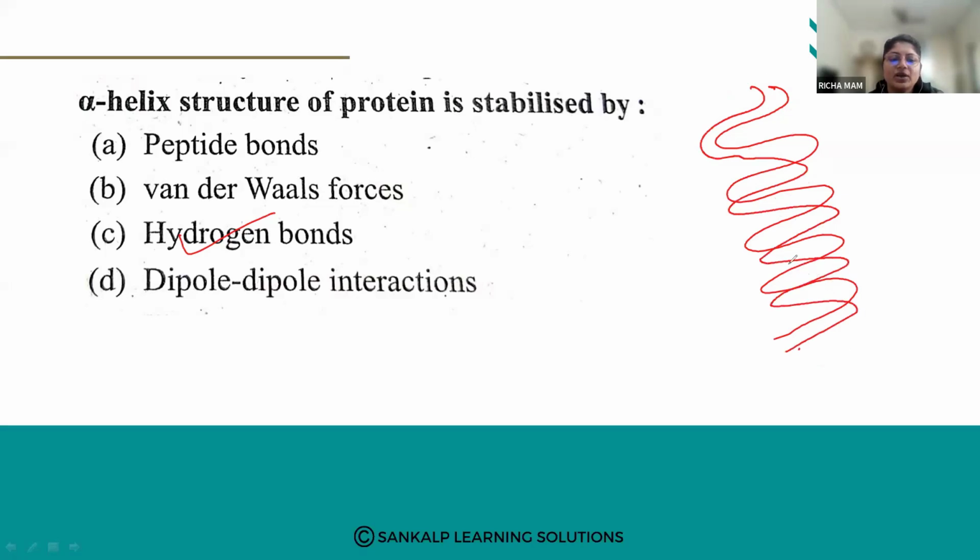So the hydrogen bonds are stabilizing this alpha helix structure. It is a spiral conformation, and every backbone NH group donates a hydrogen bond to the backbone carbonyl group. So our answer is that it is stabilized by hydrogen bonds. Let us go for the next one.